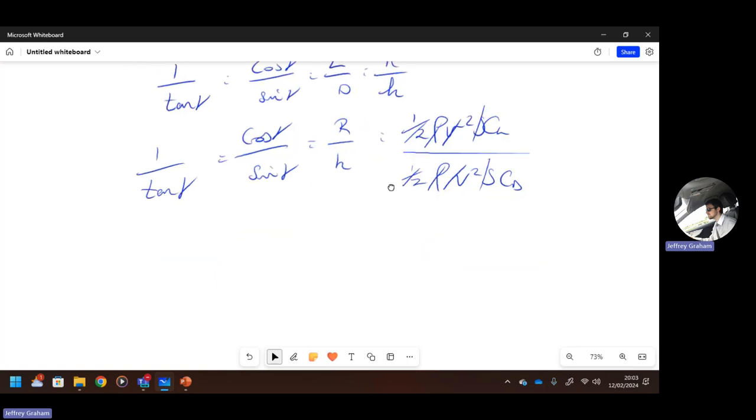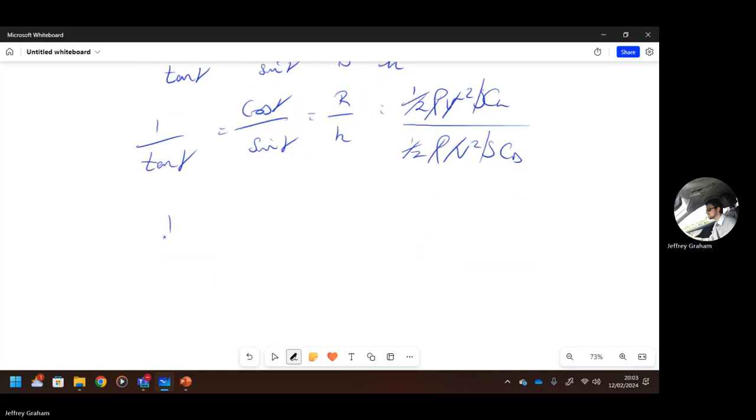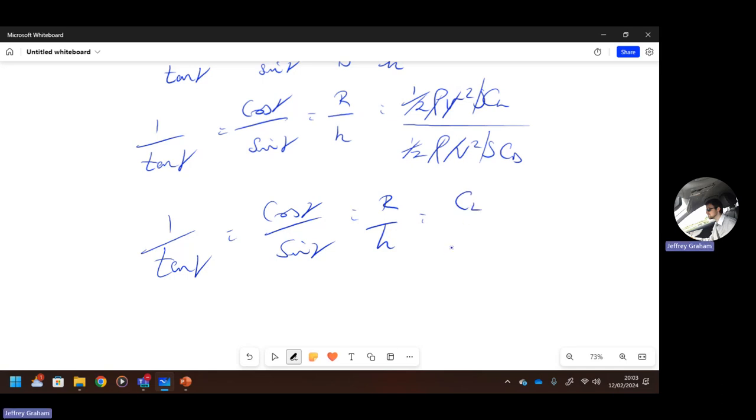And the final step worth pointing out, 1/tan, angle, cosine, angle sine, over here. Right, this is CL. You can have conditions for CL, such as that at minimum drag. And quite often, an aircraft will have a drag polar which says CD is equal to CD0 plus K CL squared. And obviously, CD0 is a number, K is a number.